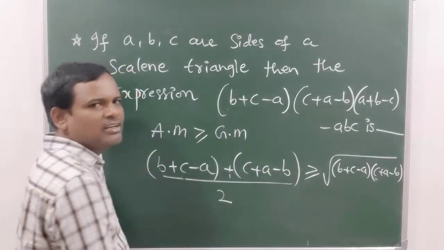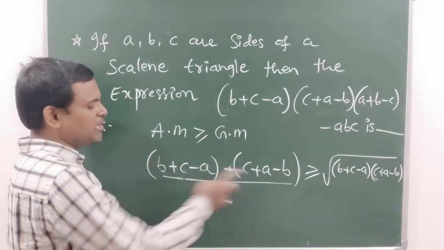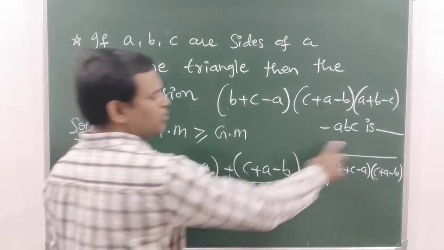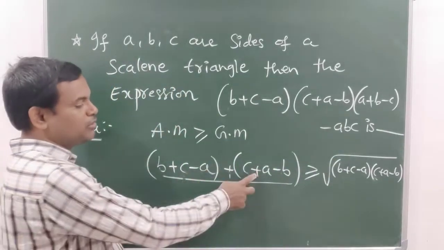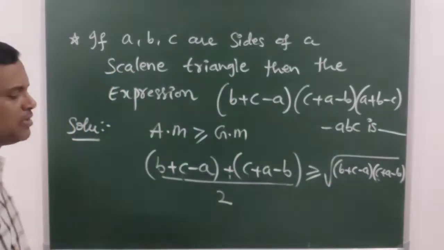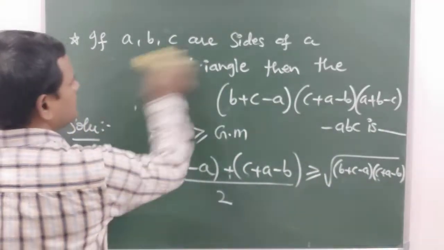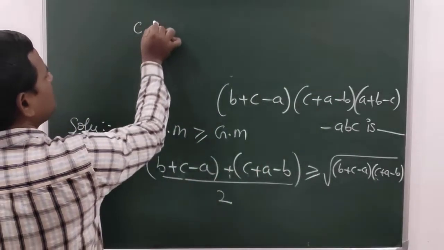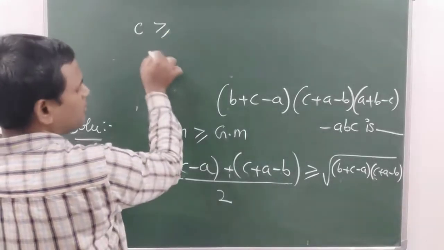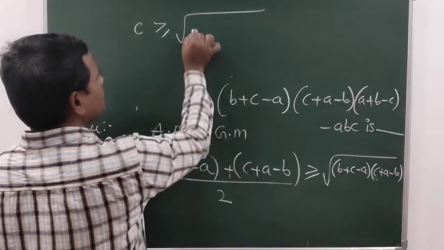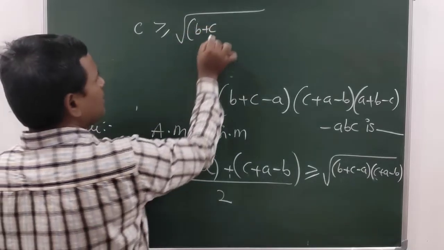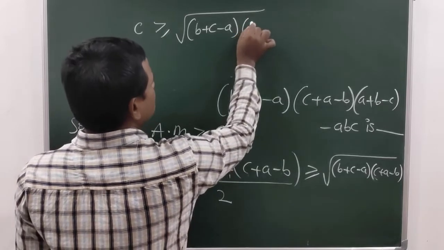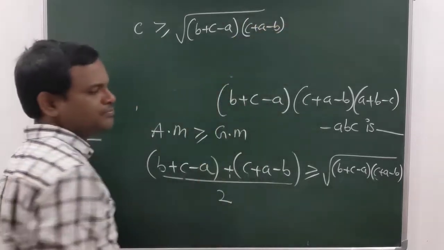That is the average of these two quantities. That is more than the geometric mean of these two quantities. As you know, geometric mean of these two quantities is the square root of the product of this into this. I wrote this relation. Okay? Right. See, when you simplify, how much do you get here? C is greater than or equal to the square root of (B plus C minus A) into (C plus A minus B).